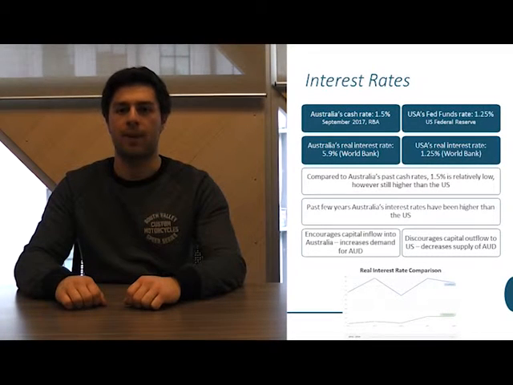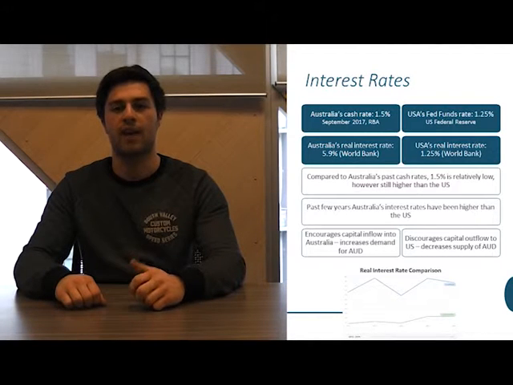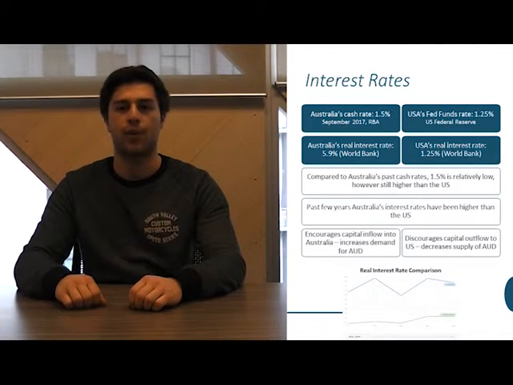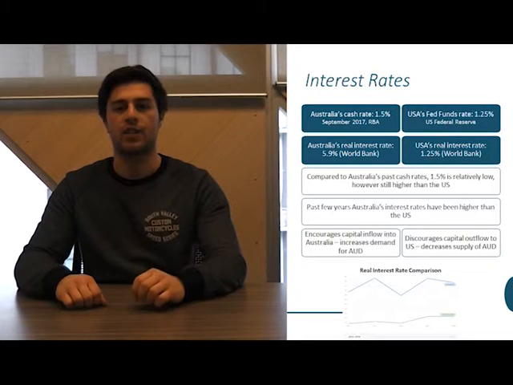At the last RBA meeting, the cash rate remained unchanged at 1.5% for the 11th straight month, in comparison to the US Fed's fund rate, currently at 1.25%. Although it is a higher relative rate to the US, 1.5 is a low rate by Australia's historical terms. A higher relative rate, however, encourages capital inflow into the Australian economy, which increases the demand for AUD. It also discourages capital outflow, which restricts the supply of AUD. This places upward pressure on the exchange rate, causing an appreciation of the AUD against the US dollar.